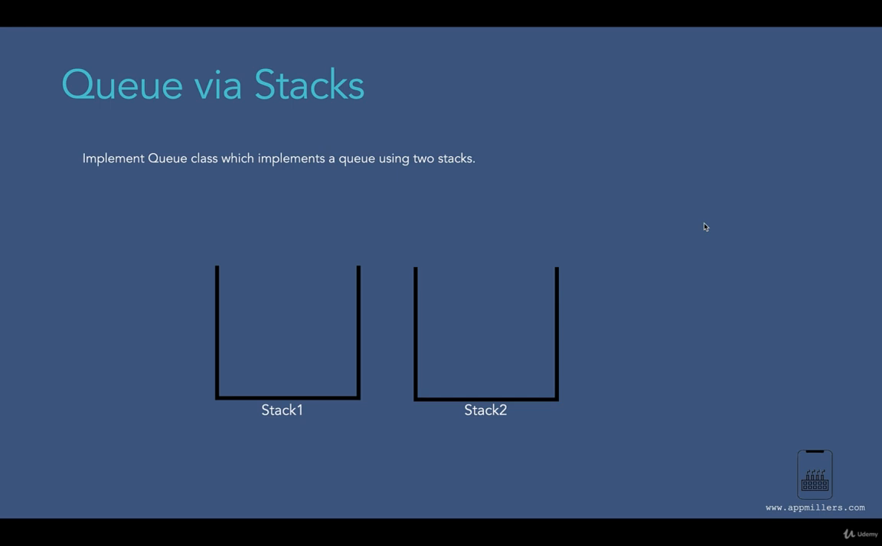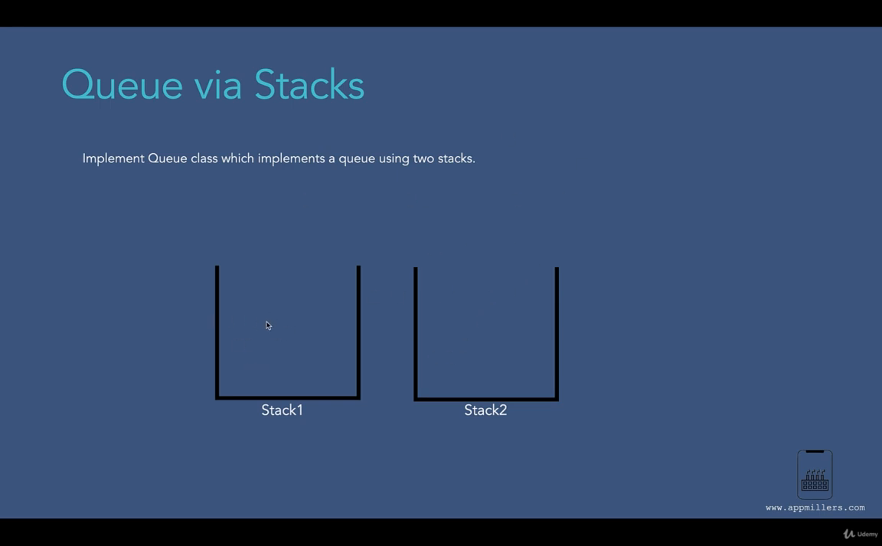Now we know that the major difference between a queue and a stack is the order of the elements, because we know that a stack uses last in first out methodology, and in a queue we are using first in first out. So this means that the last in element comes first out in a stack, and in a queue the first in element comes first out.